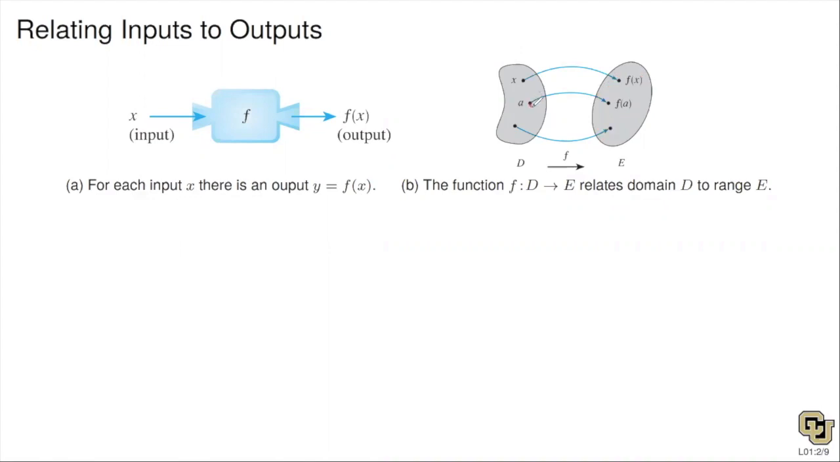Here, what we don't allow is for A to go to another output. We can't have A going to two different outputs. That's not allowed.